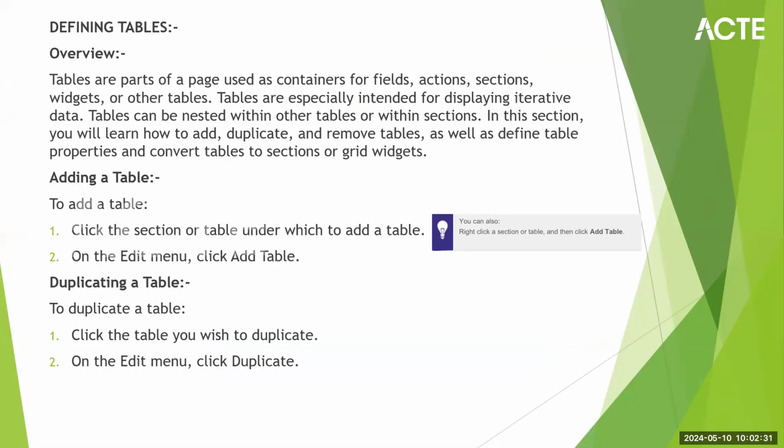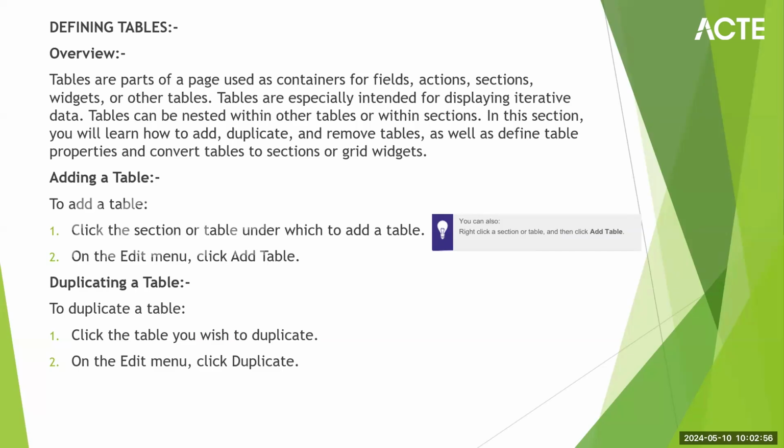Explaining tables. Tables are a part of a page used as a container for fields, actions, sections, wizards, and other tables. Basically, tables are used for fields. I mean, a table can contain fields, actions, even a section, wizards, and even multiple tables as well. In a table, multiple tables can also be created.